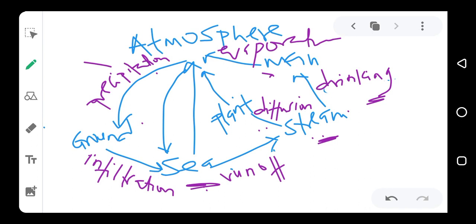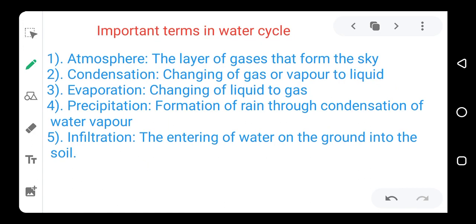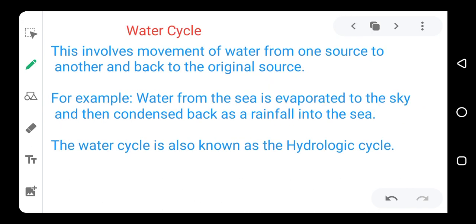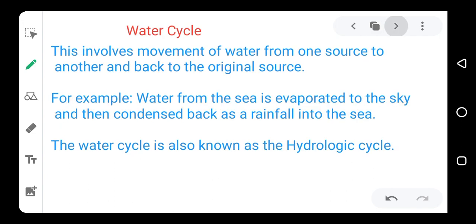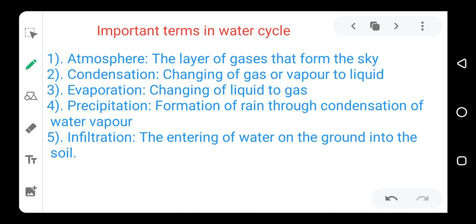So this represents the water cycle. This is actually how the water cycle looks. We can include so many other sources and then show how it will return back to the sea. So we've talked about important terms in water cycle, and we've talked about water cycle, and we also talked about nutrient cycle and the types. I believe that this lesson is very clear.